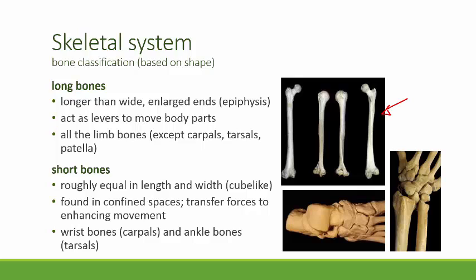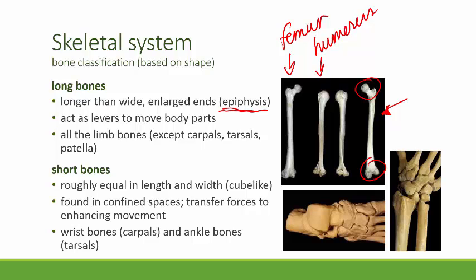So these are all long bones. The femur is this one. That's a femur. And here we have a humerus. The femur is the thigh bone, the humerus is the bone in the upper arm. They're longer than they are wide, and they have enlarged ends. So those ends are referred to as the epiphyses. Epiphysis is singular, epiphyses is plural.